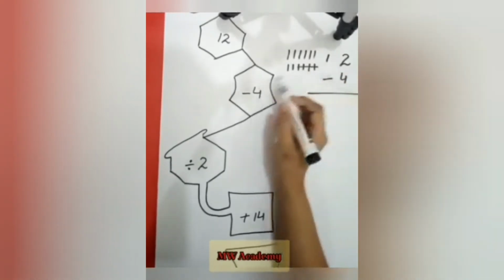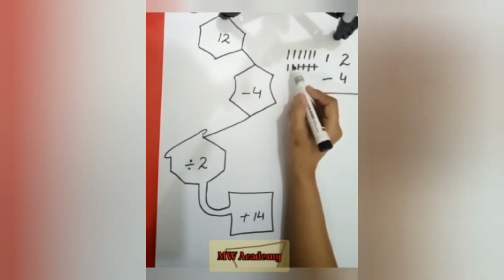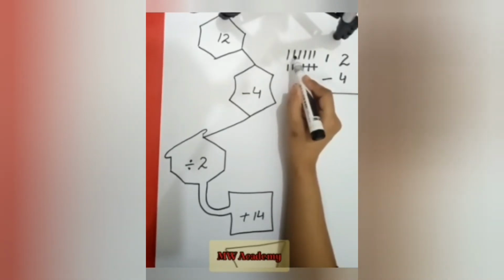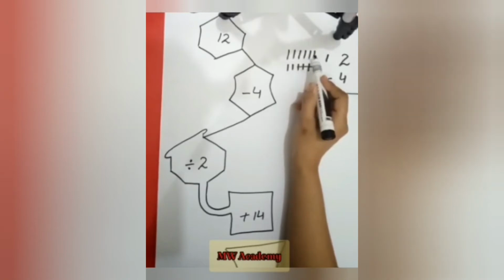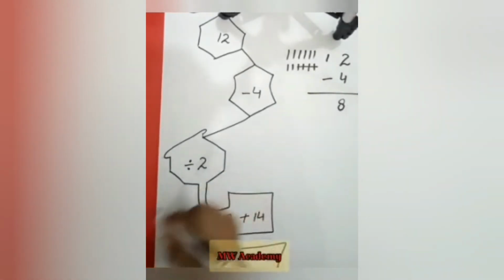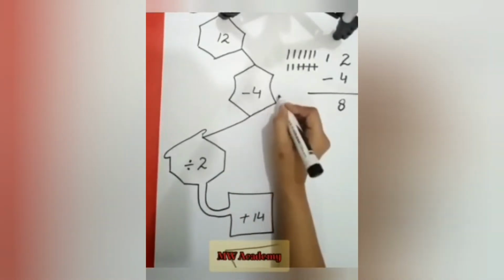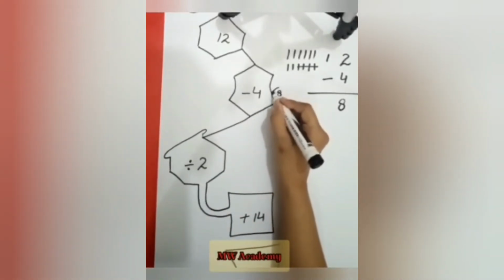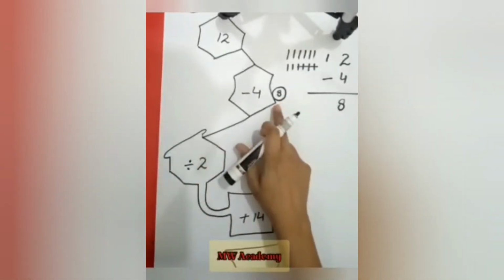How many lines are left? Count it. 1 2 3 4 5 6 7 8. Okay, the answer is 8. First mention 8 here. Okay, after subtraction we find answer 8.